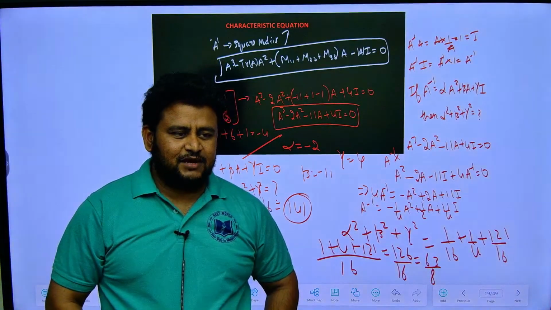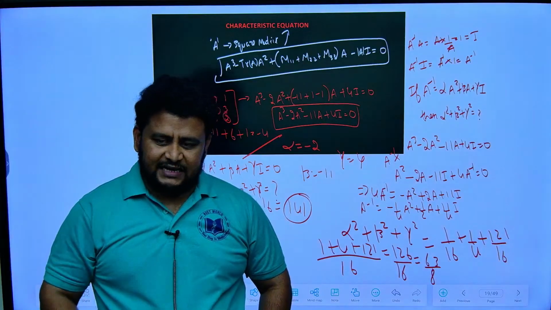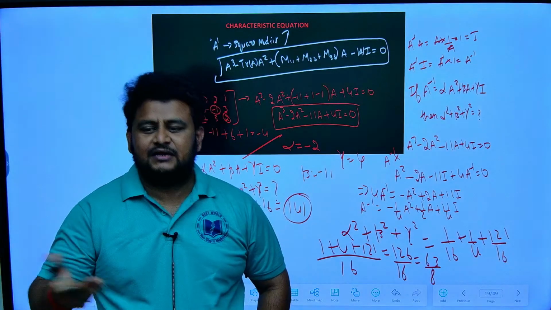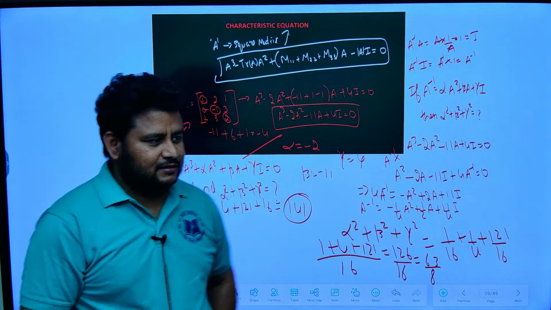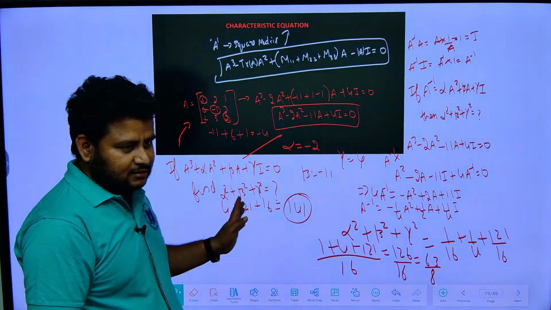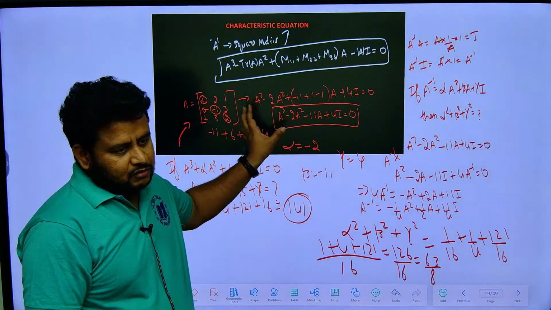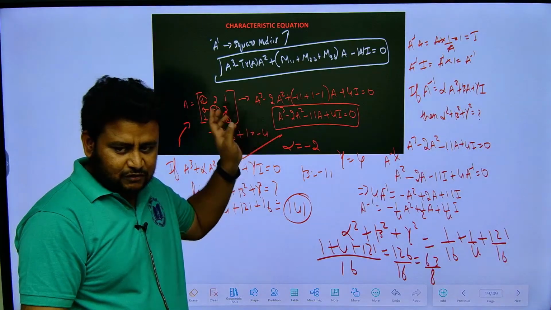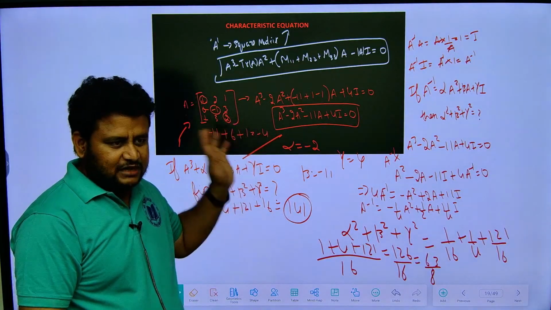A will become what? I. And A inverse will become what? I will become what? A inverse. That is all, clear? This is a very simple question you will get, but you should know how to find the characteristic equation. You have to remember the characteristic equation today. Tomorrow if I ask also, you should tell what it is.